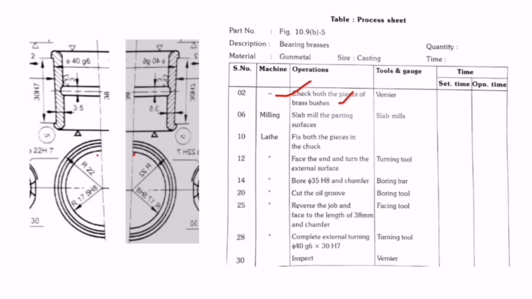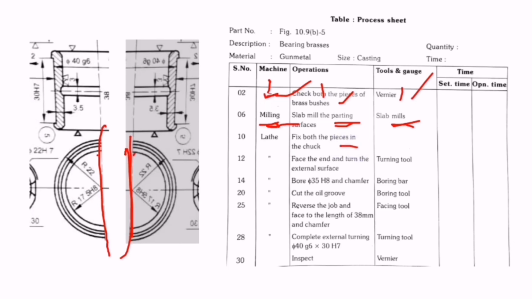First operation is checking the pieces of brass bushes. These are the brass bushes. Check the pieces of the brass bushes with the vernier calipers. So no machine is required. We need to understand machine, operation and tools and gauges. The second operation is to slab mill the parting surfaces in the milling machine with slab mills. So what tool are we using? Slab mills. What is the operation? Slab milling the parting surfaces. What is the machine? Milling. Whatever parting surfaces are there, those are slab milled with the milling machine.